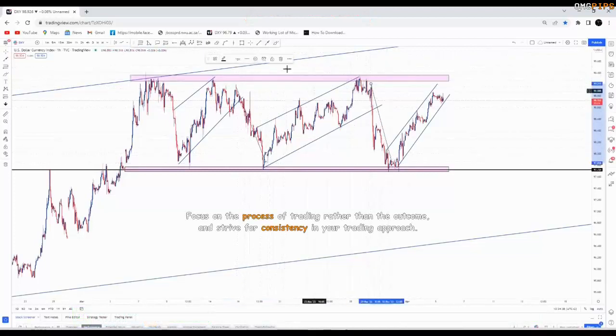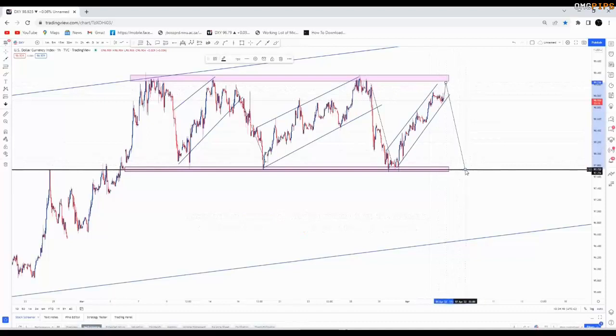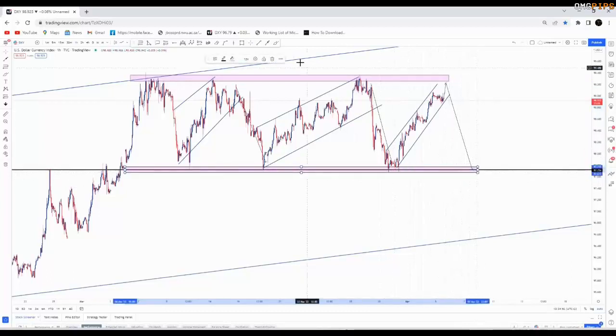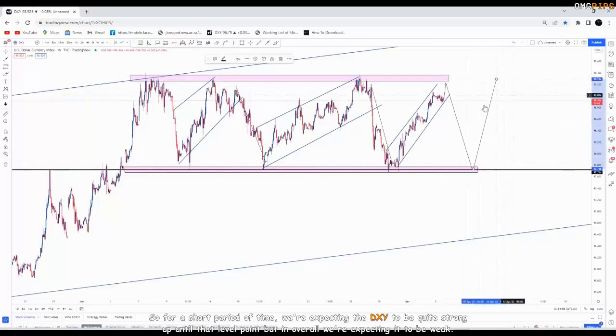Now I'm assuming as well that the market, as it reached here, can shoot straight to the top till here, and then give the last shot down till this level point, possibly until the market respects here or rejects over there. But I feel like this area has become one sensitive area. We're waiting for the last touch before the market shoots straight up. So for a short period of time, we're expecting the dollar index to be quite strong up until that level point, but overall we're expecting it to be weak.